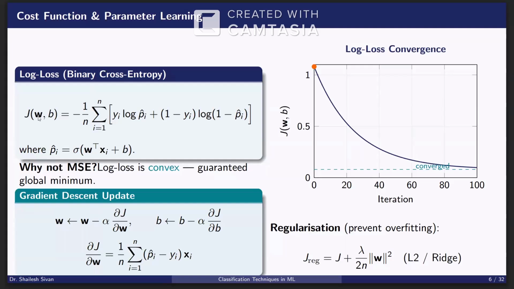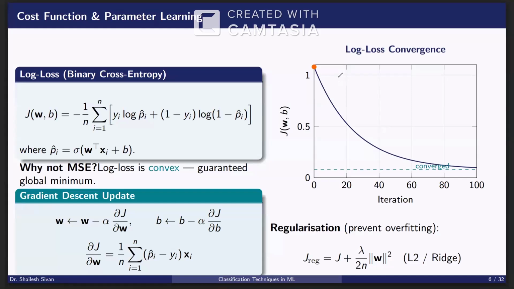So for different values of W and B, we calculate a value called binary cross entropy. This binary cross entropy is nothing but the actual value into log of predicted probability, plus 1 minus actual value into log of 1 minus predicted probability, right? I can show you some mapping.